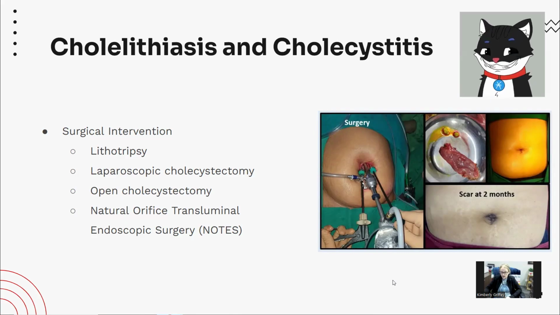They may insert an NG tube during the surgery, but then it's removed before the patient wakes up. They're going to give mild analgesics for pain and discomfort, and then once the anesthetic subsides, they can resume eating. And typically after a week, they can resume normal activity.